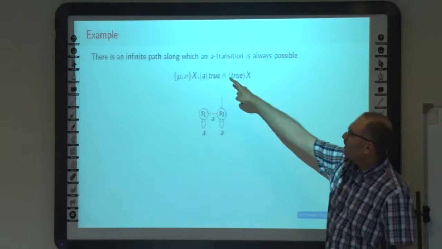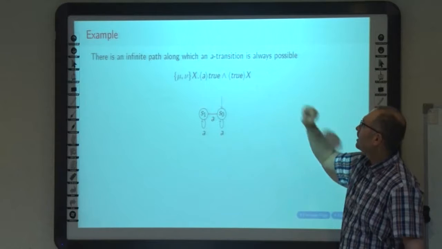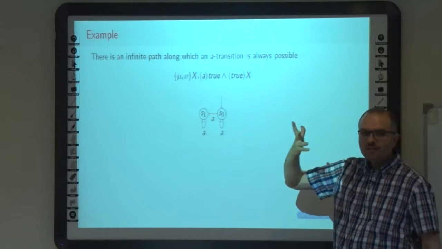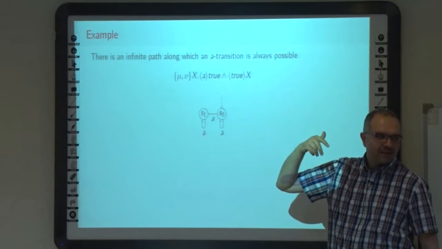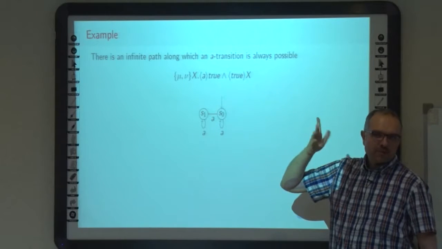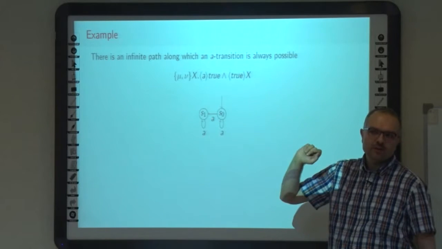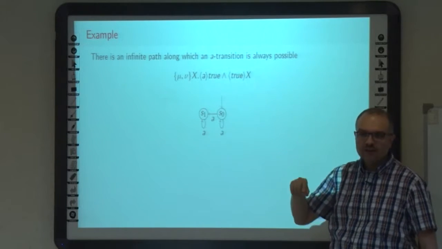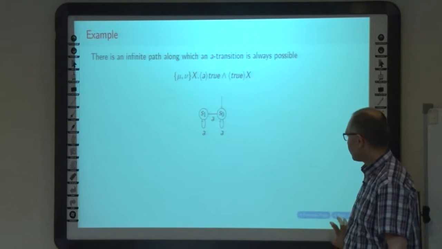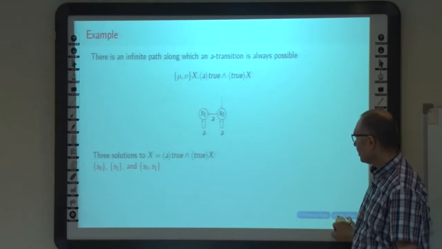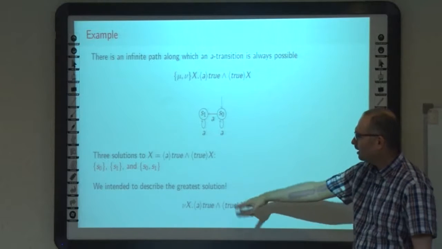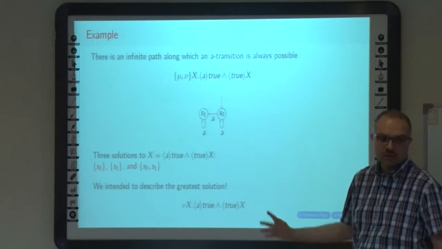Okay, so if I want to say there is an infinite path along which an A transition is always possible, then what should I use typically? Minimal or maximal fixed point? Just according to your intuition? Maximal. Typical, it should be maximal fixed point. Look it up and see how the calculation goes, and you see that the maximal is the right one for this particular example.